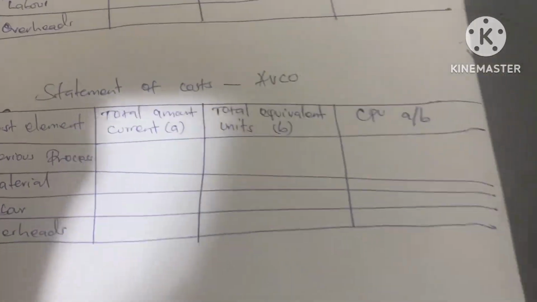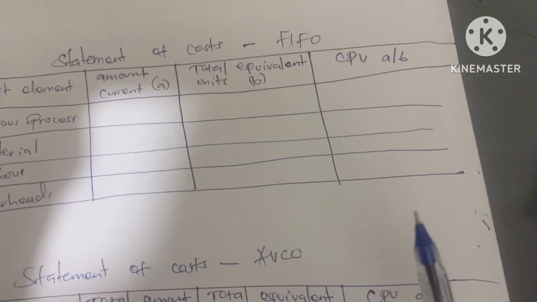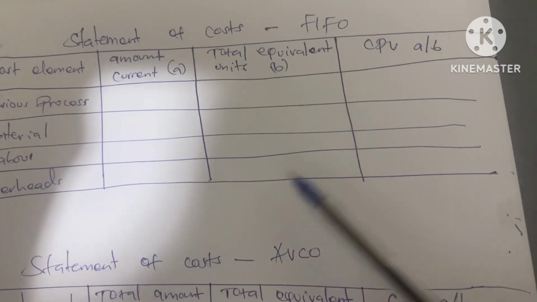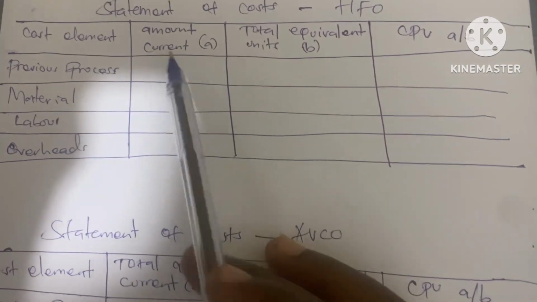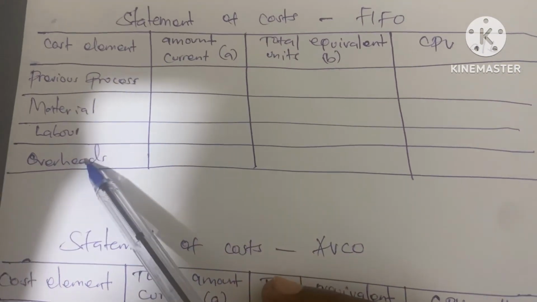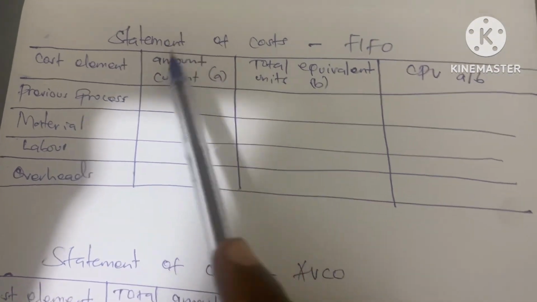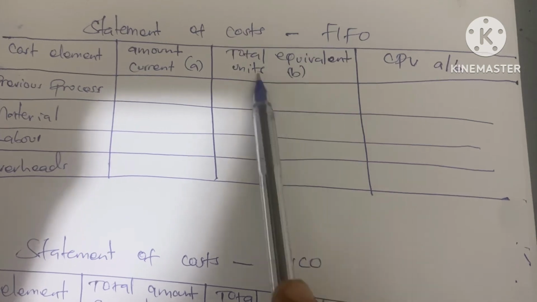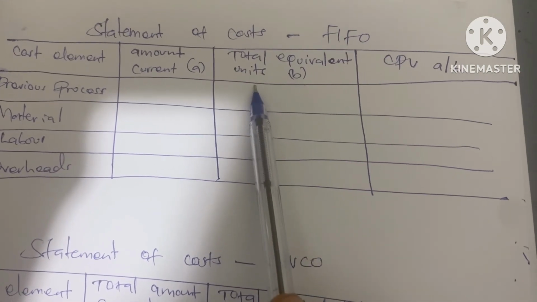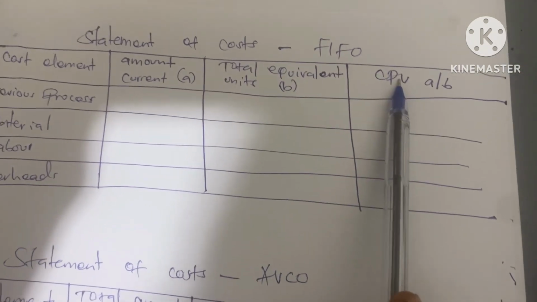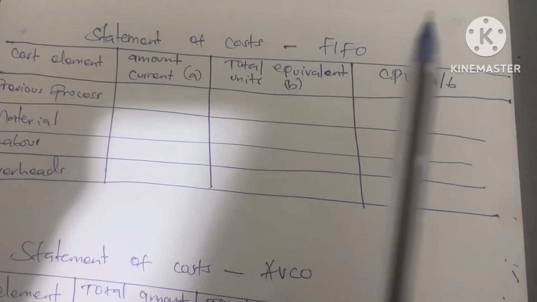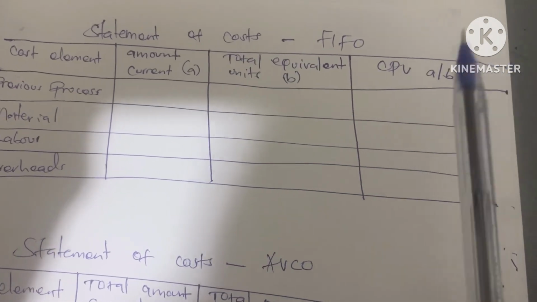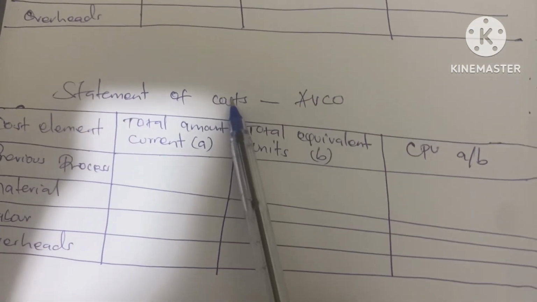So then the statement of costs for FIFO, this is the format. These ones remain the same. Then we have the current amount. Then we have the total equivalent units. Then we have the cost per unit. We get this, divide by this, we get the cost per unit. Then the cost of statements.